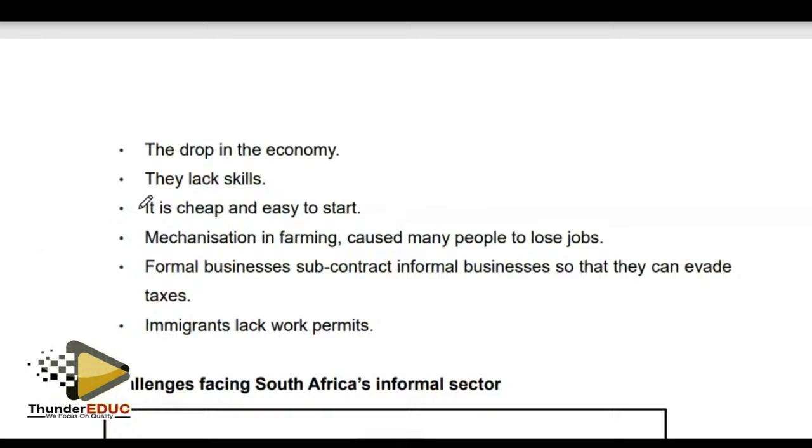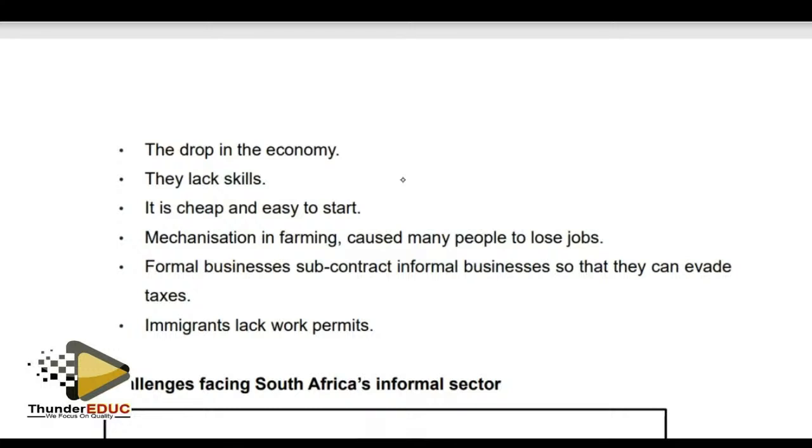Second, another factor or reason: it is cheap and easy to start, meaning it is not that complicated as compared to formal businesses, because we know with formal businesses, there are a lot of things that need to be worked on, such as compliance with the municipality laws, etc., which makes it a bit expensive and not easy to start. Therefore, with informal businesses, most people engage in them because it is easy and cheap to start.